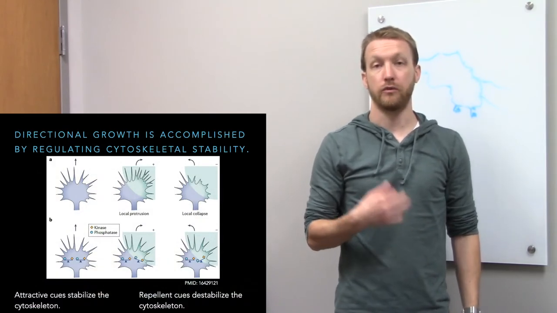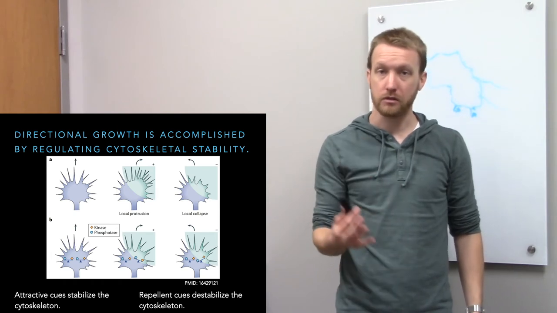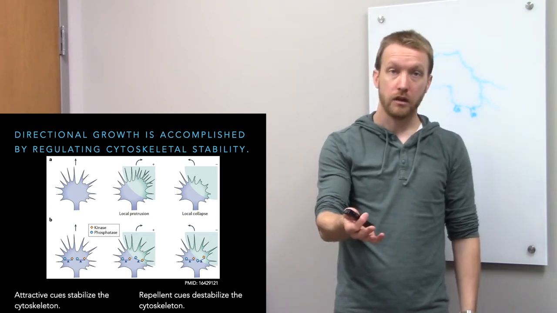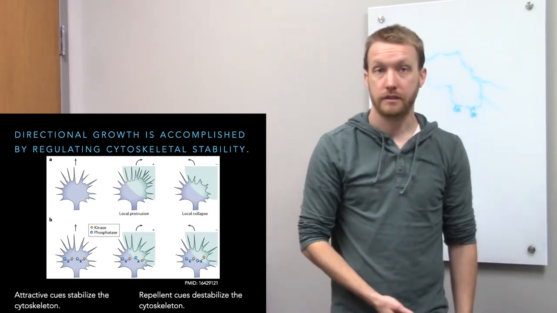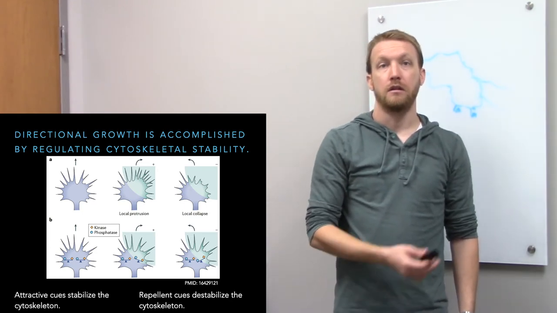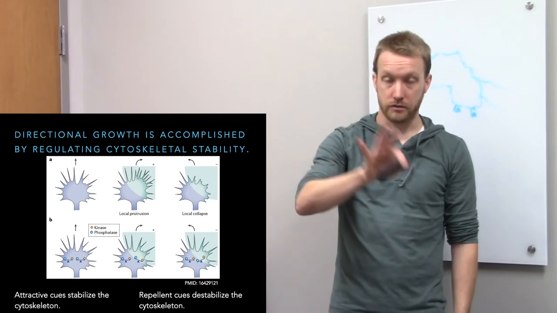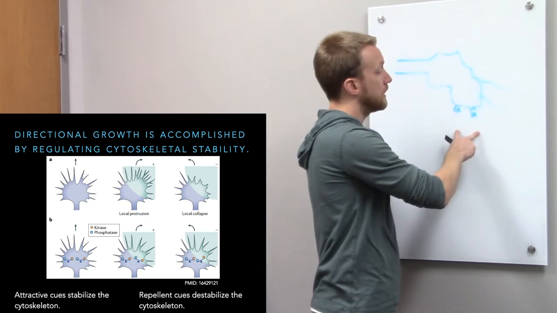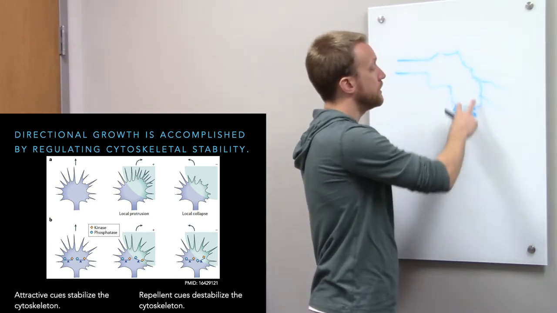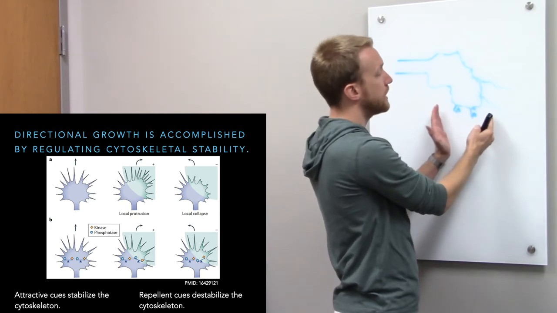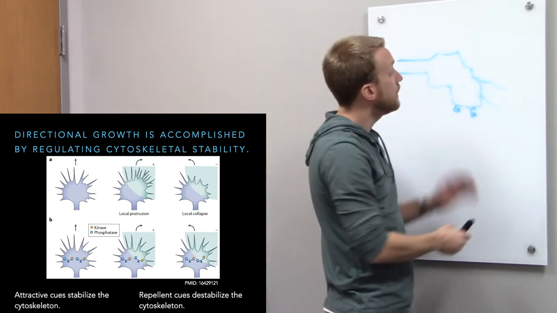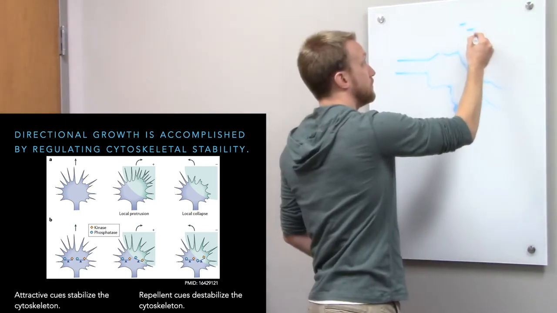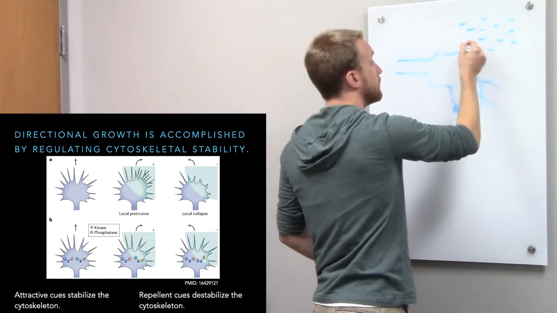Now, of course, if we're going to go find these surface proteins, we have to be able to build our actin filaments. And what guidance cues are going to do, if they're attractive, they're going to stabilize the cytoskeleton. They're going to cause growth in their direction, and that's going to allow those filaments to extend a little further, and we're going to see more growth in that direction because the cytoskeleton is most stable going toward that guidance cue.